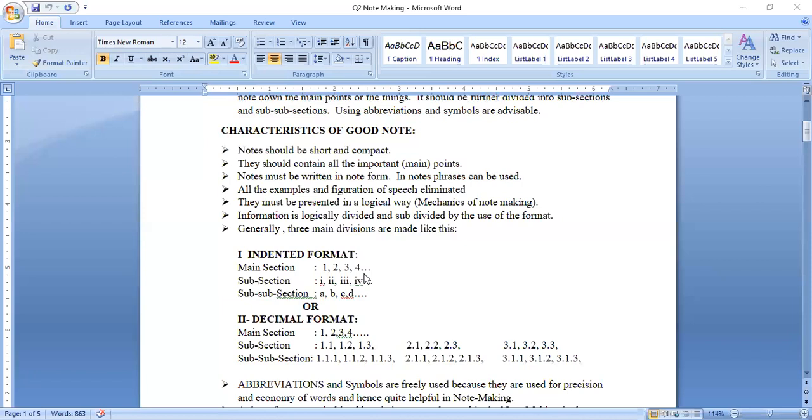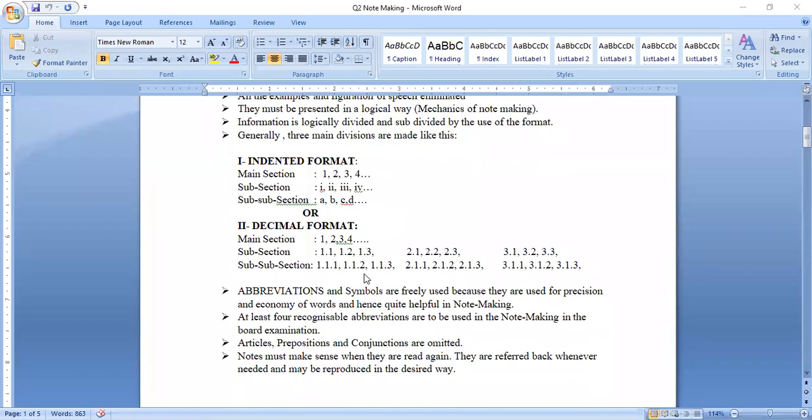Generally, three main divisions are made like this. You can also see the format. We have two different formats. The first one is indented format and the second one is decimal format. Either indented format or decimal format, you are free to choose. Now you can see that three main divisions are made like this, in the indented format or decimal format.